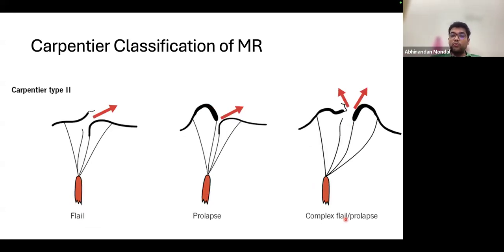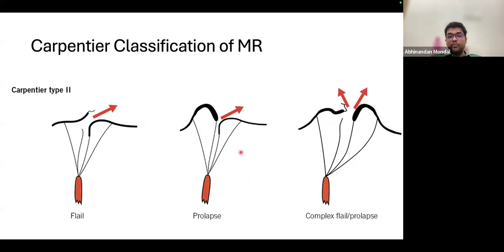Another terminology that we have to be very much aware of is billowing. So what is actually billowing? It is where the tip of the leaflet remains lower than the level of your annular plane and is looking towards your left ventricle, but the body of the leaflet is above the level of your mitral annulus. That is billowing.